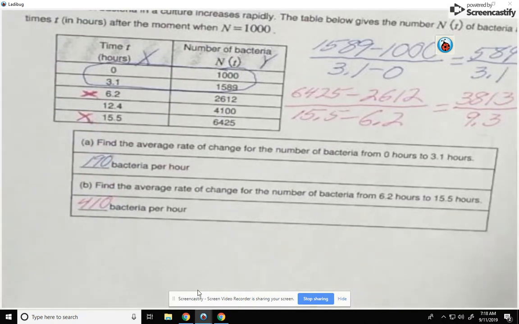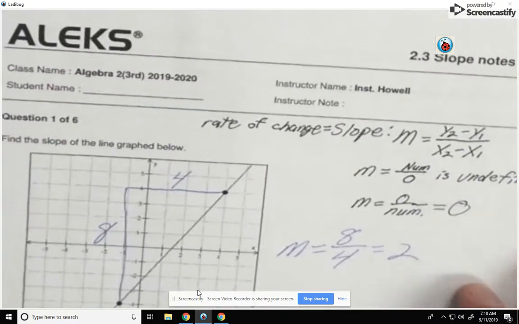Okay, so that was the notes for 2.3 slope.